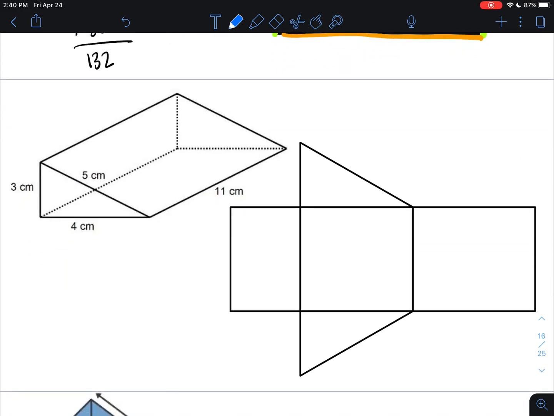If you notice, this is a different triangular prism. It's actually a right triangle, so it's a tad bit different, but kind of the same concept. This is the rectangle in the middle that it kind of falls off from. The triangle base here is going to be 4, and the length of that rectangle is going to be 11.